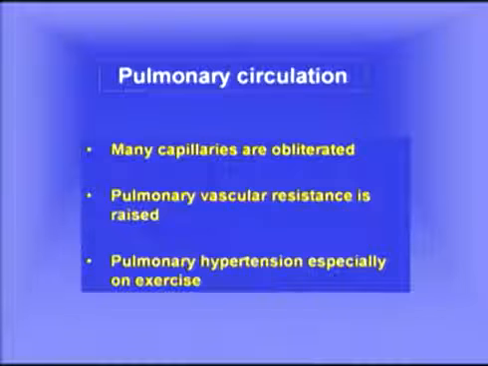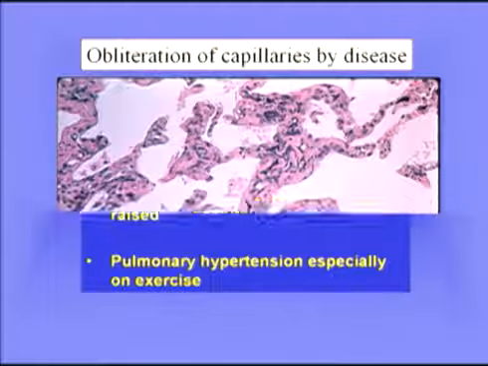Let's look at the pulmonary circulation, which is quite abnormal in these patients. One reason is that the capillaries are obliterated. We saw that earlier on. The pulmonary vascular resistance will therefore be raised because you've lost a lot of the conduits. The capillaries are just destroyed. And of course, you would expect, and you get, pulmonary hypertension, particularly on exercise. Although these patients, if they've got severe disease, can certainly develop pulmonary hypertension at rest.